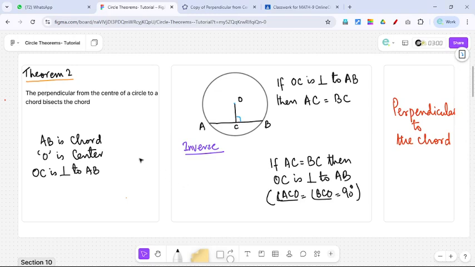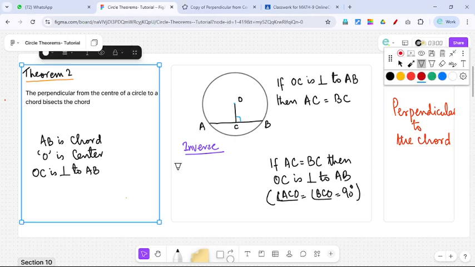Let's see the next circle theorem, theorem number 2, and it states the perpendicular from the center of a circle to a chord bisects the chord. So what are the given conditions in this theorem?